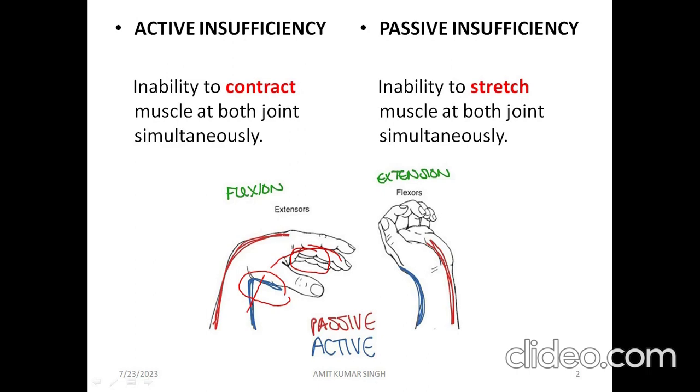At the same time, if you see the extensor muscles, they are already stretched on the dorsum of the wrist and forearm.